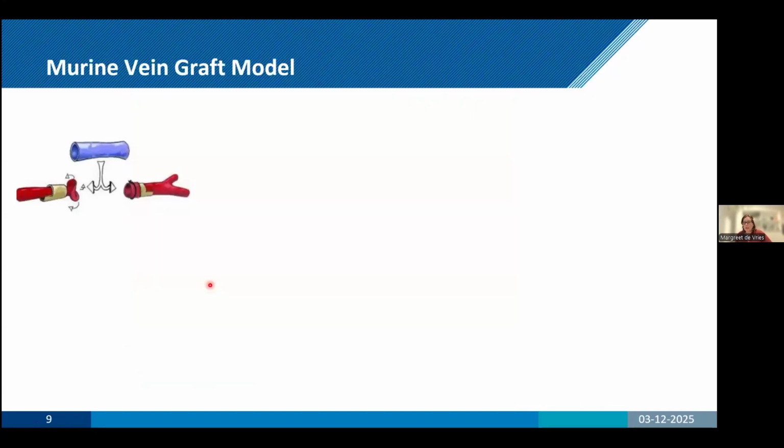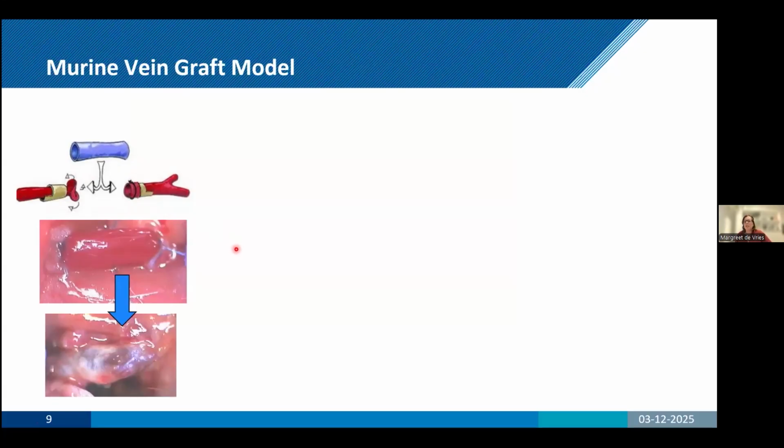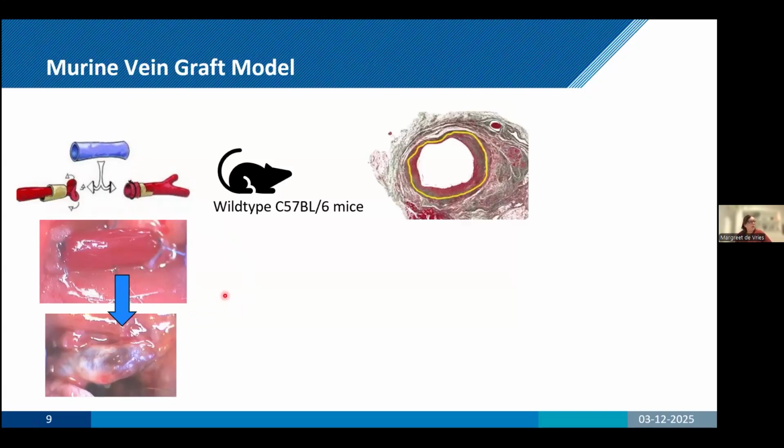To study this, we use the murine vein graft model, and for this we interpose a caval vein from a donor mouse in the carotid artery of a recipient mouse. Immediately after surgery, it looks like this, and within 4 weeks' time, we see a completely remodeled vein graft with atherosclerotic lesions if we use atherosclerosis-prone mice, and as you can see over here, neovessel formation.